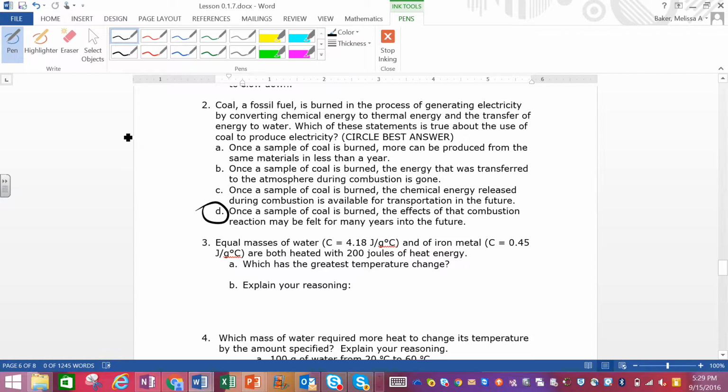Once a sample of coal is burned, the effects of that combustion reaction may be felt for many years into the future. Because, as you probably know, there's a lot more carbon dioxide in the air right now than there used to be.